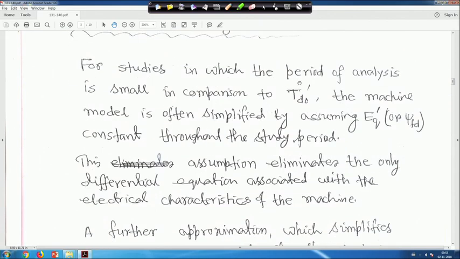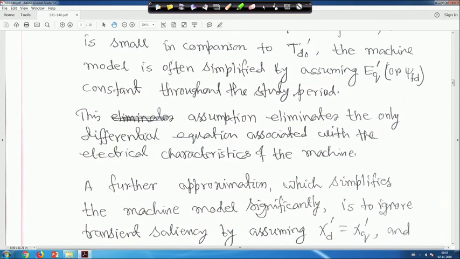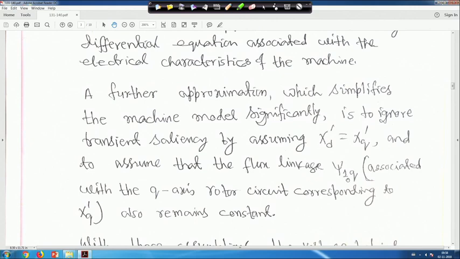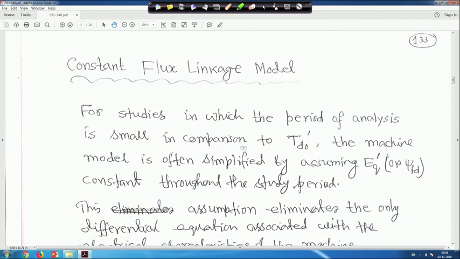So, for studies in which the period of analysis is small in comparison to T_d0 dash, the machine model is often simplified by assuming E_q dash, or psi_fd, constant throughout the study period, right. Now, this assumption eliminates the only differential equation associated with the electrical characteristics of the machine. A further approximation which simplifies the machine model significantly is to ignore transient saliency by assuming x_d dash is equal to x_q dash, and to assume that the flux linkage psi_1q associated with the q axis rotor circuit corresponding to x_q dash also remains constant, right, because we are going for the constant flux linkage model.